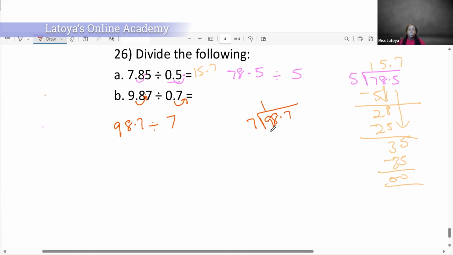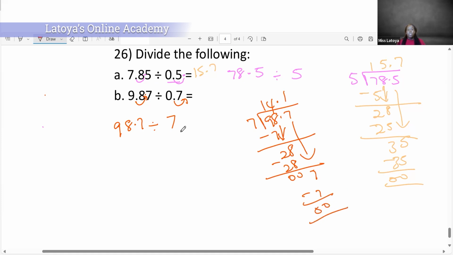7 into 9 is 1. 7 ones are 7 with a remainder of 2. Bring down the 8. 7 into 28 is 4. 7 fours are 28. Put your point on top. Bring down the 7. 7 into 7 is 1. 7 ones are 7. So we are getting 14.1.